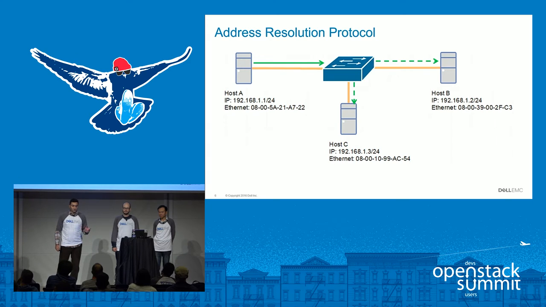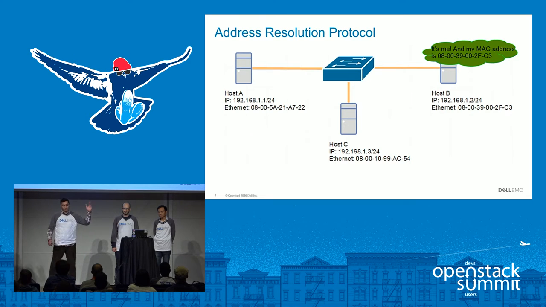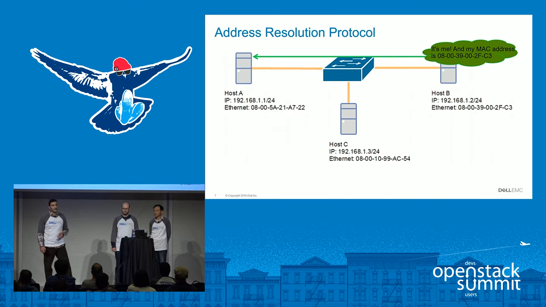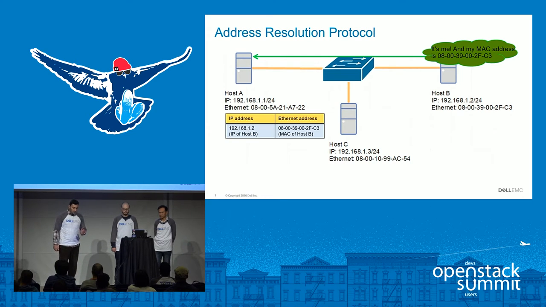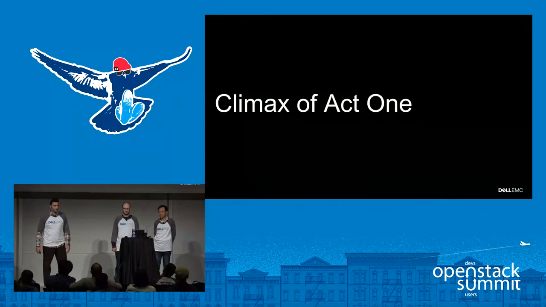And then host C will not respond because he doesn't have the IP address that host A wants to reach, which is 192.168.1.2 in this example. But host B does have it. So host B says, hey, it's me, and my MAC address is this. So he sends it back to host A. Now host A will start building what we call the MAC address table or the ARP table. Some people like to call it ARP table. So now host A has 192.168.1.2, which is the IP of host B, and the MAC address of host B.